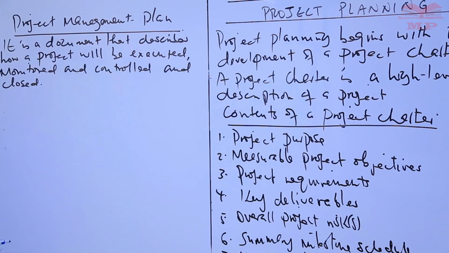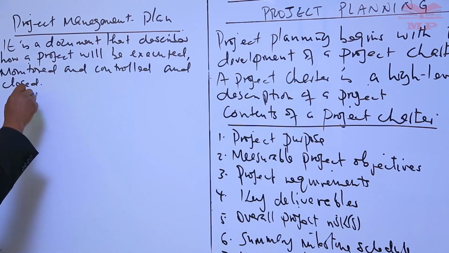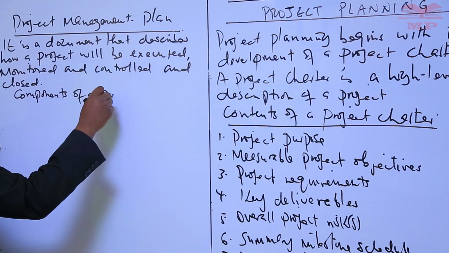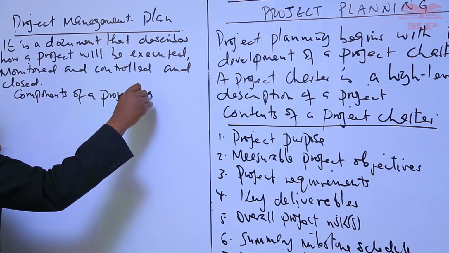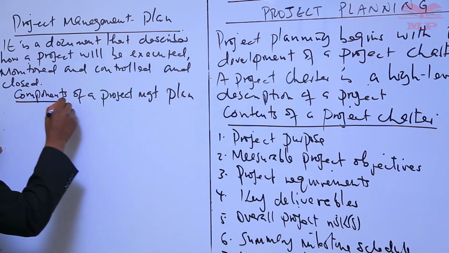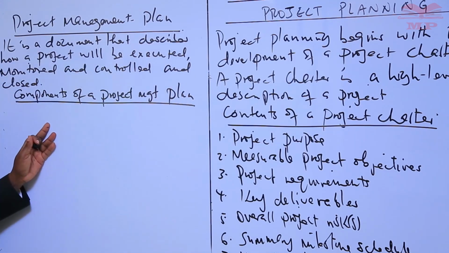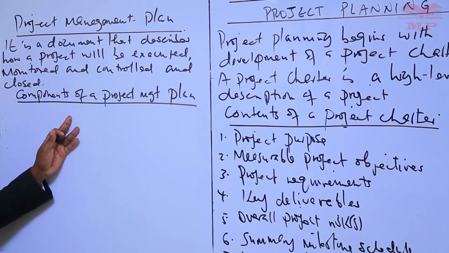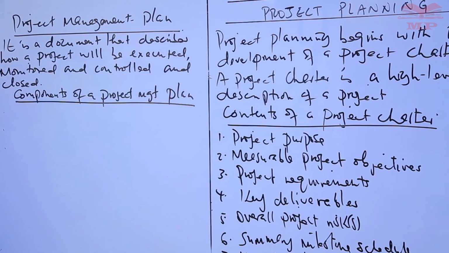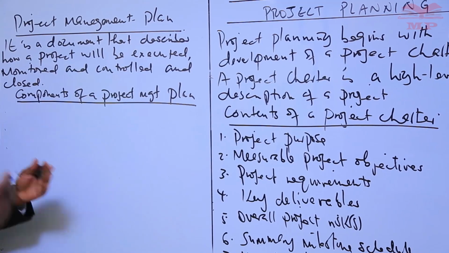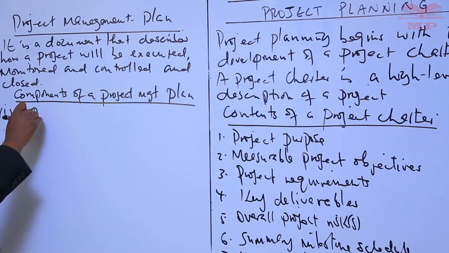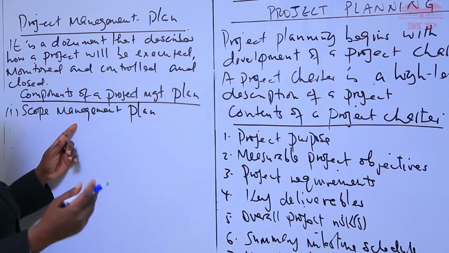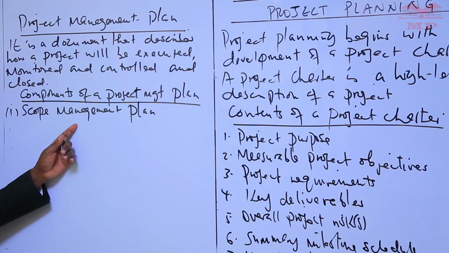But I'm here going to list the components of a project management plan. What I list here is not an exhaustive list, but these are just common components of a plan. We have scope management plan, number one. Scope management plan is one of the components that you may find in a project management plan.